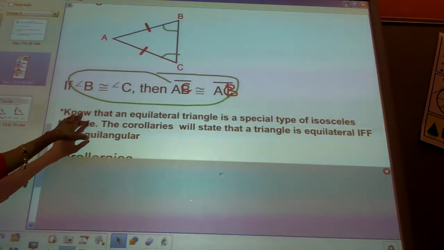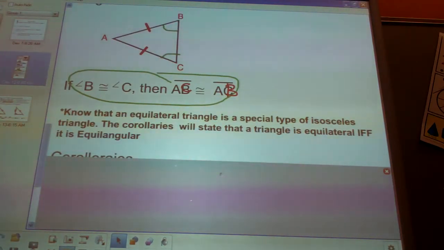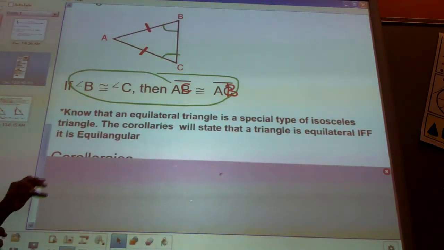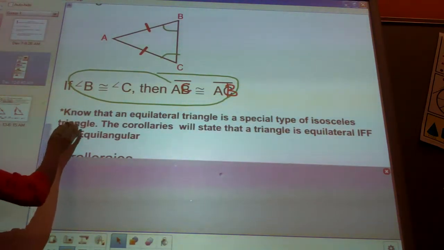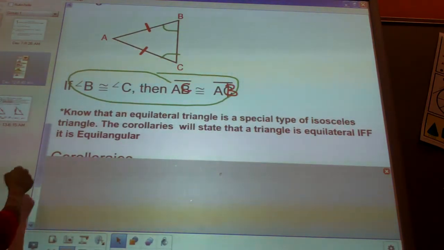Now, here's the next information: equilateral triangles are a special type of isosceles triangle. Remember, isosceles means at least two congruent sides. Well, equilateral has three, and isosceles means at least two. That means that an equilateral is a special type of isosceles.